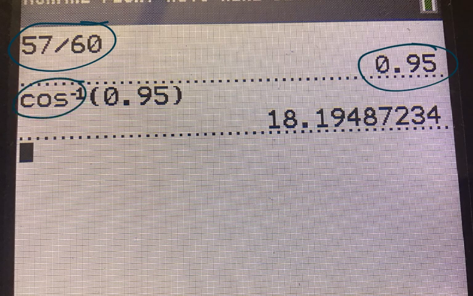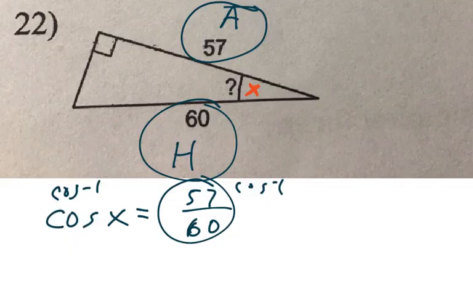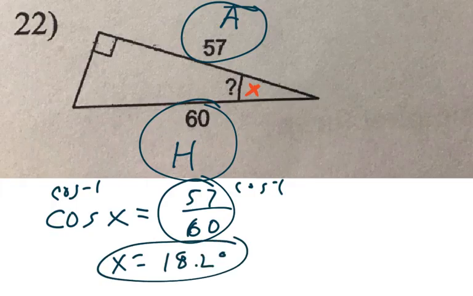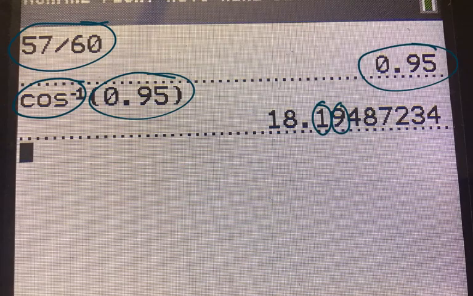Notice right here, I did shift cosine. That's cosine inverse on my 0.95. And round it off right here, guys. The 9 tells me to round that up to a 2. So my angle x has to be 18.2 degrees. And I believe that's the last problem I have set up for us.